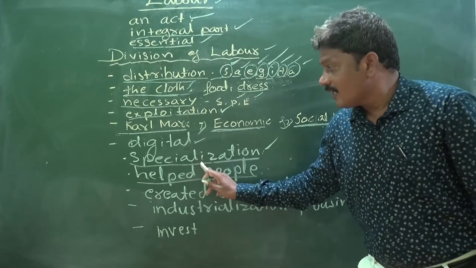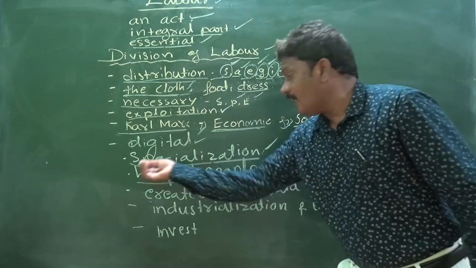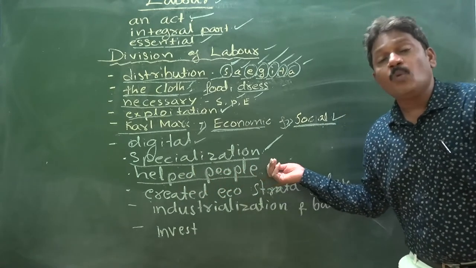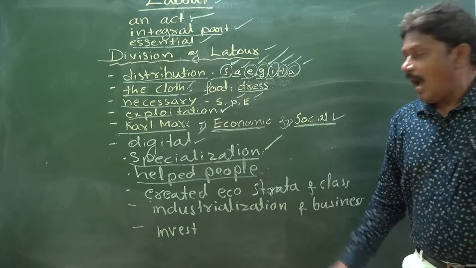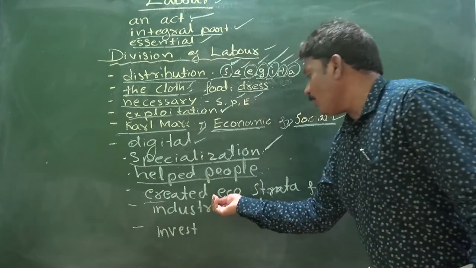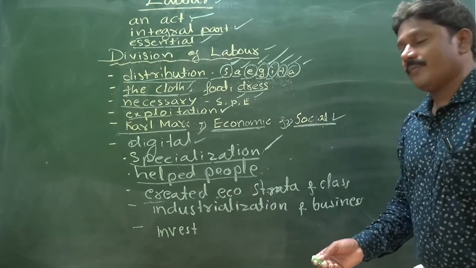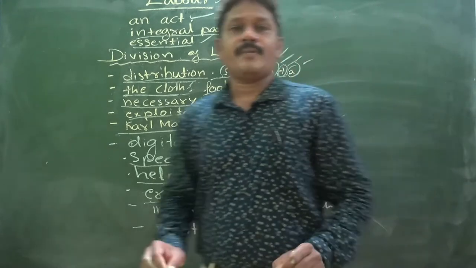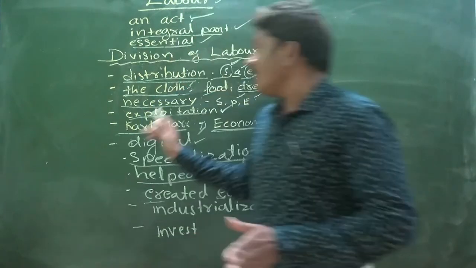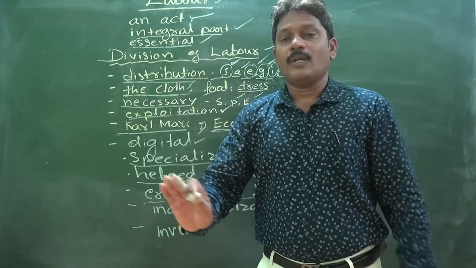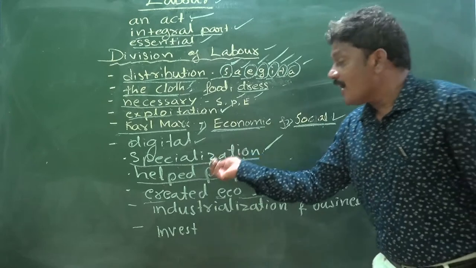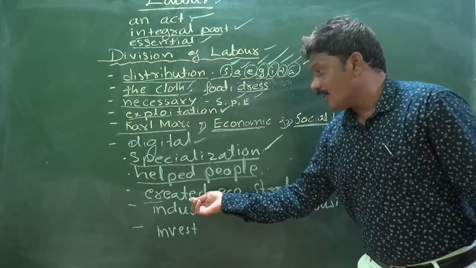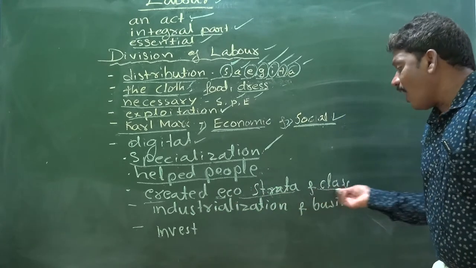And specialization is the division of labor. The division of labor creates specialization. This specialization also helps people to work in different forms of economic activity. And the division of labor also creates economic strata and economic development. The class system is also created by the division of labor. The specialization, which is the division of labor, created the economic strata, or the class system.